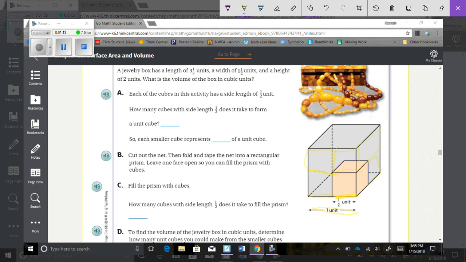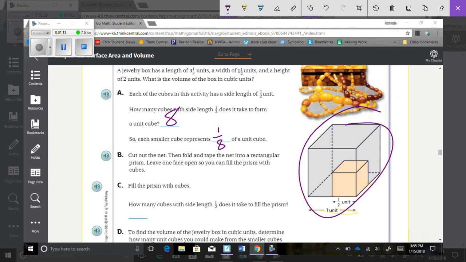1, 2, 3, and 4. So if we have 4 in the front and 4 in the back, that would make a total of 8. So it takes 8 cubes with 1/2 side lengths to form a unit cube. Look at that picture right here, and it shows you how those would fit. So each smaller cube represents 1/8 of a unit cube.